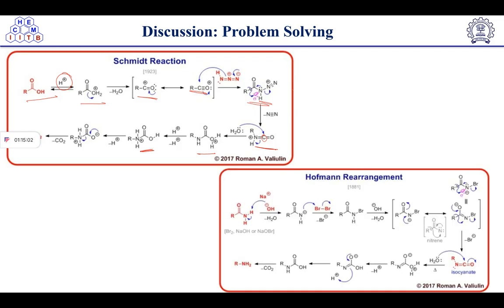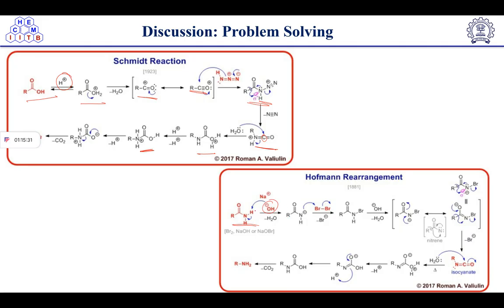The next one is the Hofmann rearrangement. Okay. In the Hofmann rearrangement, we have to start with the amide and we have here a basic condition. NaOH is given here and a dihalo compound. So here bromine is given, bromine. Okay. So in this case, basic condition is there.